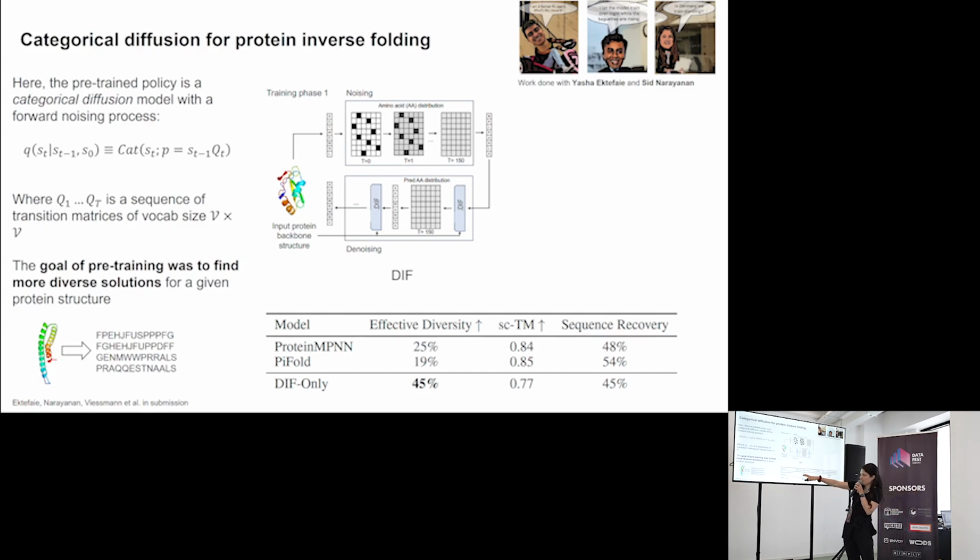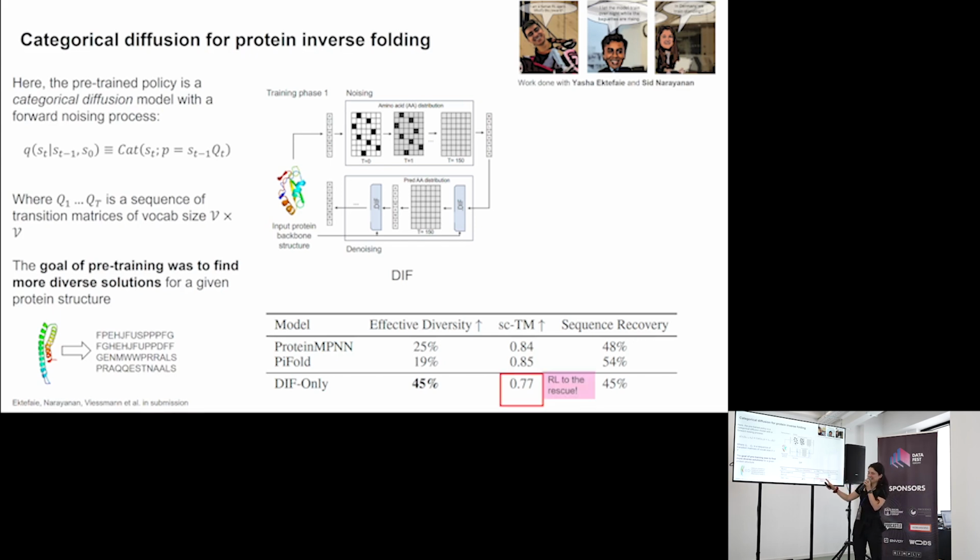And if we compare it to other methods, particularly ProteinMPNN, which is a popular method, we see that we get a diversity of 45% compared to 25%. 45%, it's a comparison at each position. It means at each position you get different amino acid types at 45% of the positions.